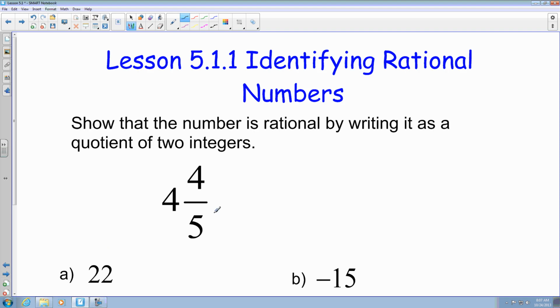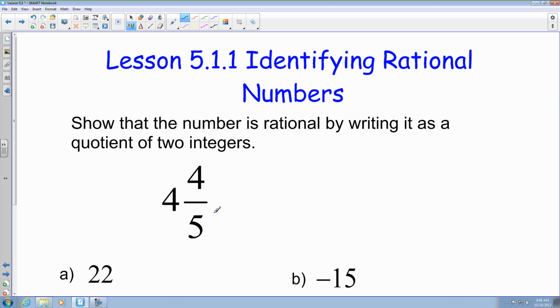First thing that we're going to talk about is being able to identify rational numbers, either if they're in integer form or in mixed number form. If you look at the big value that we have up on the screen, I have 4 and 4/5. Okay, that is an example of a mixed number. In order for it to show that it's a rational number, we have to make it into an improper fraction. And here's what you do.